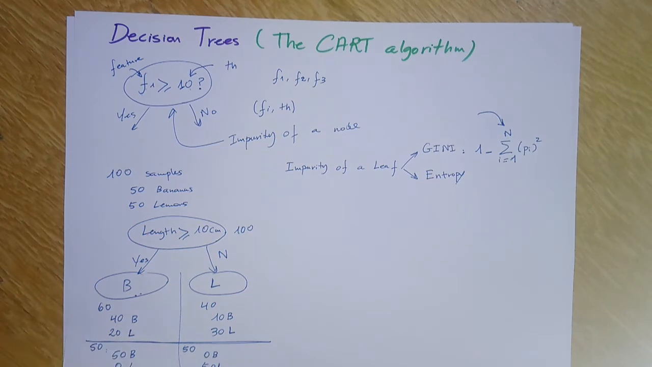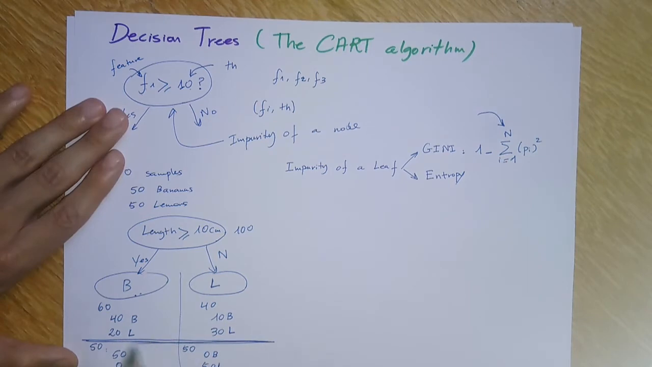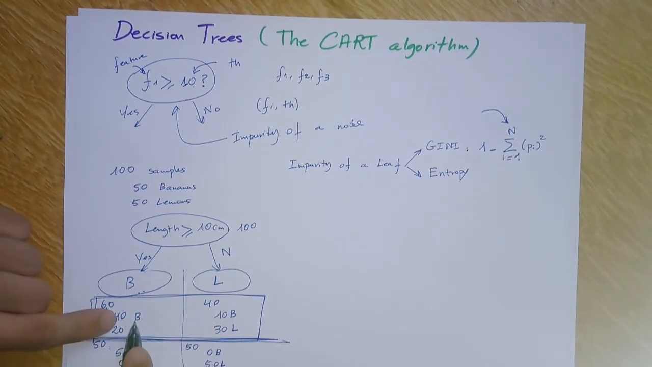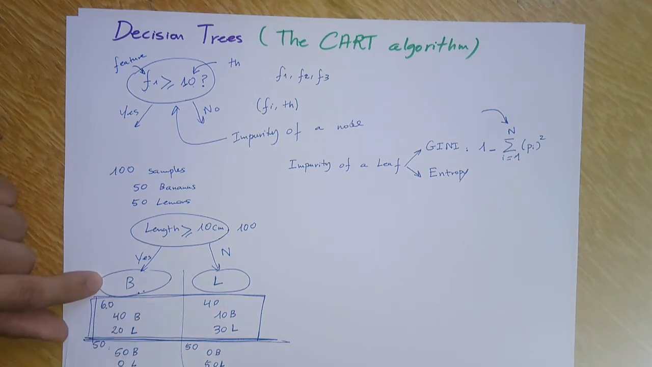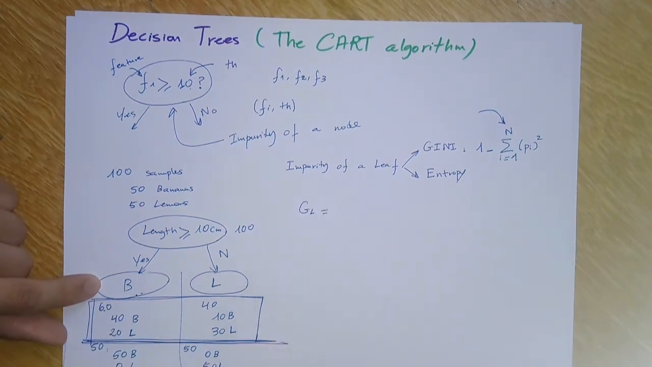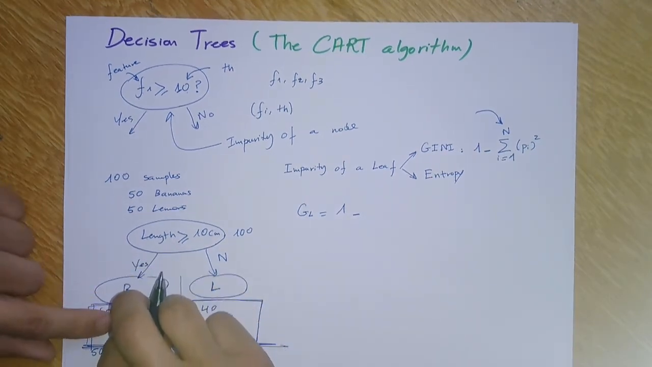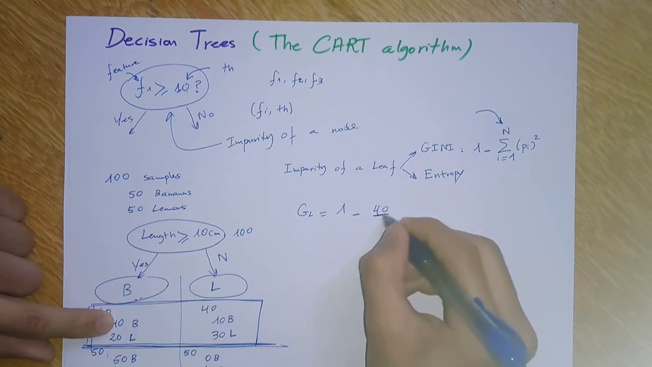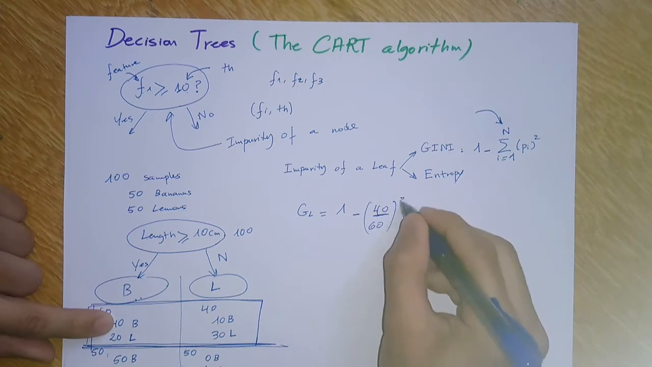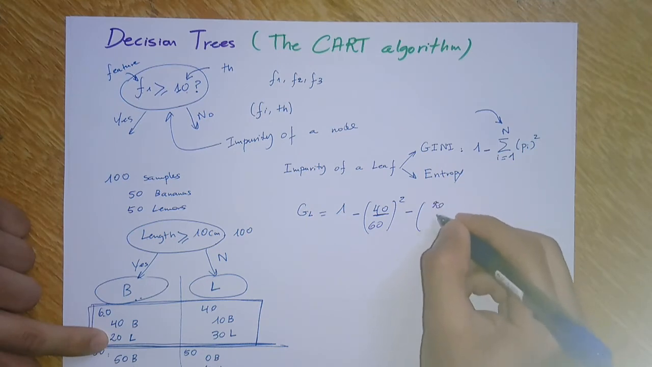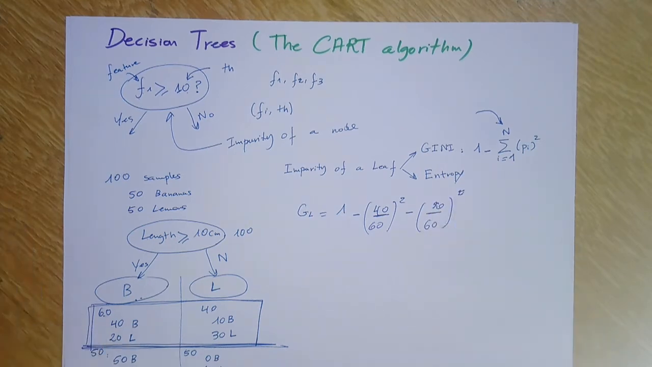So now, if I want to measure, for example, in this first case, let's focus only on this result here, where I have 60 samples and 40 samples, and out of these 60 samples, I have 40 bananas and 20 lemons, and so on. So if I want to measure the Gini impurity of the left node, I would write 1 minus the probability of appearance of bananas in this case, which is 40 by 60 squared, minus the probability of appearance of lemons, which is 20 divided by 60, and this must be squared.